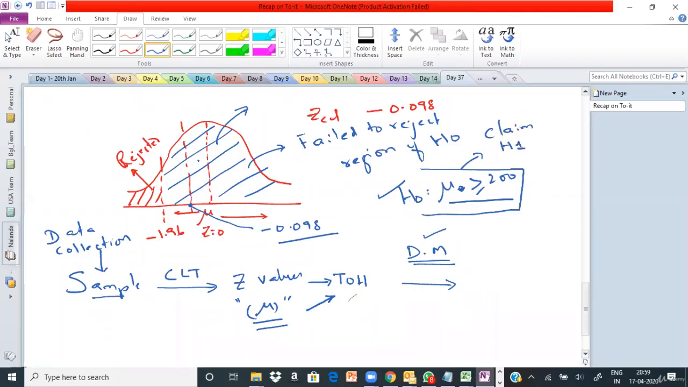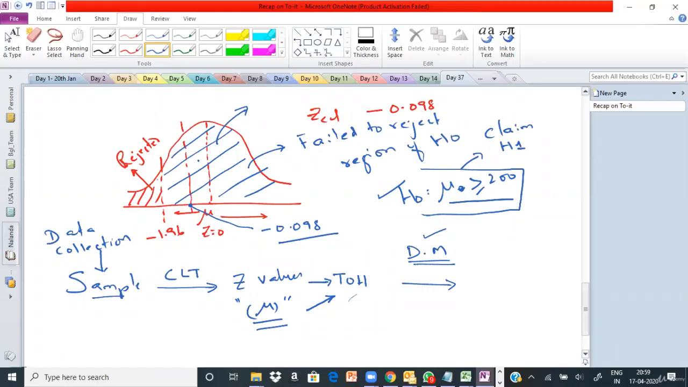Claim is always H1. Accordingly, you make the decision. So this is how you actually estimate your population parameters from sample. This is the process. Because it is onto the lower side.